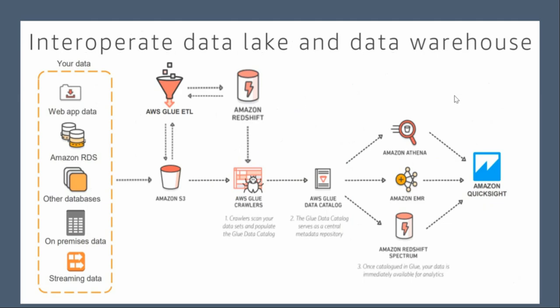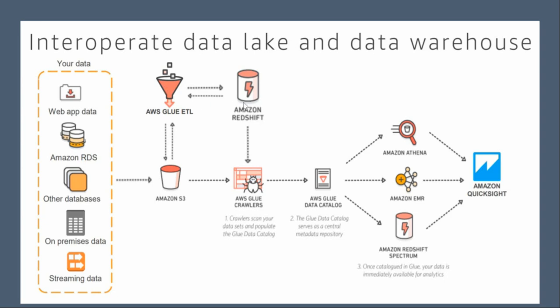So how can you integrate a data lake and a data warehouse? That is where Redshift Spectrum comes into the picture, because Redshift Spectrum can query data from Redshift clusters, as well as query the data from S3. And that can bring a mix of how you can correlate data.